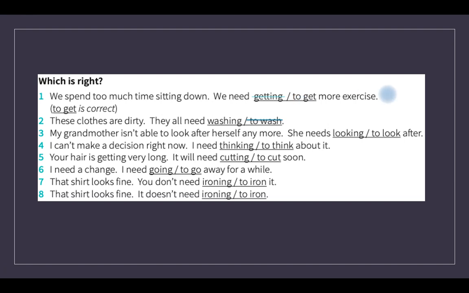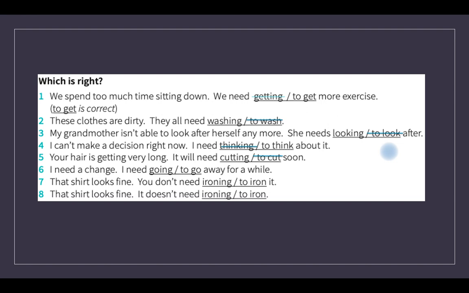3. My grandmother isn't able to look after herself anymore. She needs looking after. Yes, she needs someone who will be looking after her. 4. I can't make a decision right now. I need to think about it. Yeah, that's a necessity. Your hair is getting very long. It will need cutting soon. Again, that's a passive meaning.